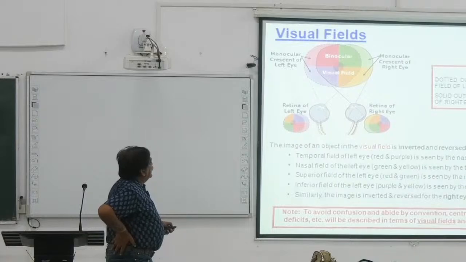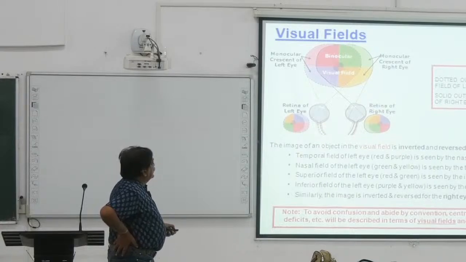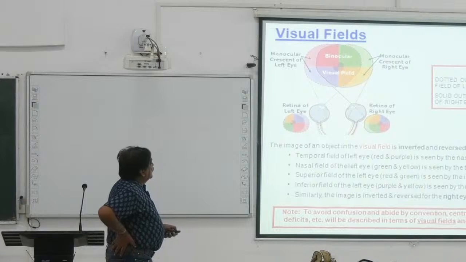Temporal field of the left eye, red and purple, is seen by the nasal retina of the left eye. Nasal field of the left eye, green and yellow, is seen by the inferior retina of the left eye. Inferior field of the left eye, purple and yellow, is seen by the superior retina of the left eye. Similarly, the image is inverted and reversed for the right eye.